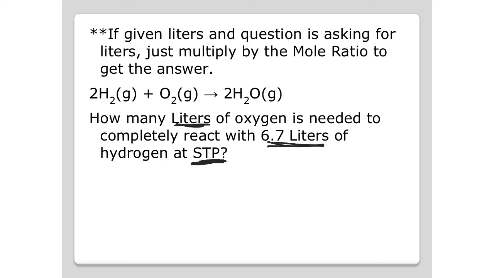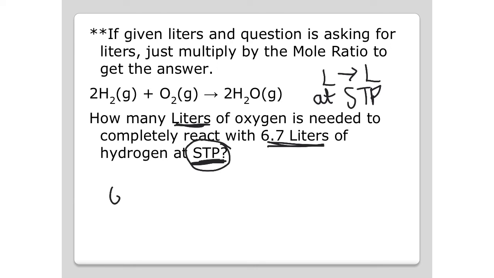So here we have a question where I've got liters of oxygen. Nope, I've got liters of hydrogen. I'm at STP, so you can only use a shortcut when you're at STP. And I've got liters and I'm going to liters. So the only time you can do this is when you're going from liters to liters and you're at STP. So this is a shortcut. When you have this situation, all you have to do is take your starting liters and multiply it by the mole ratio to get your answer.